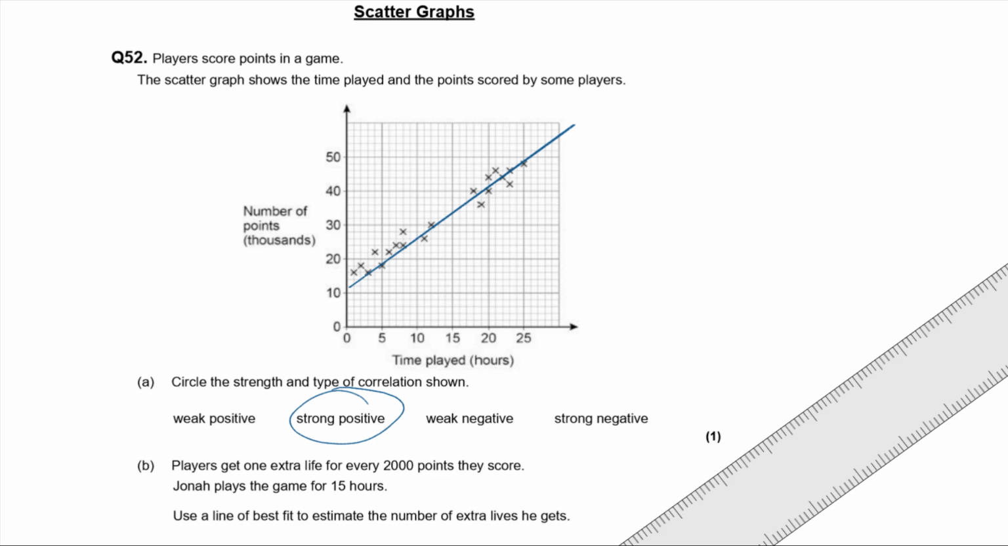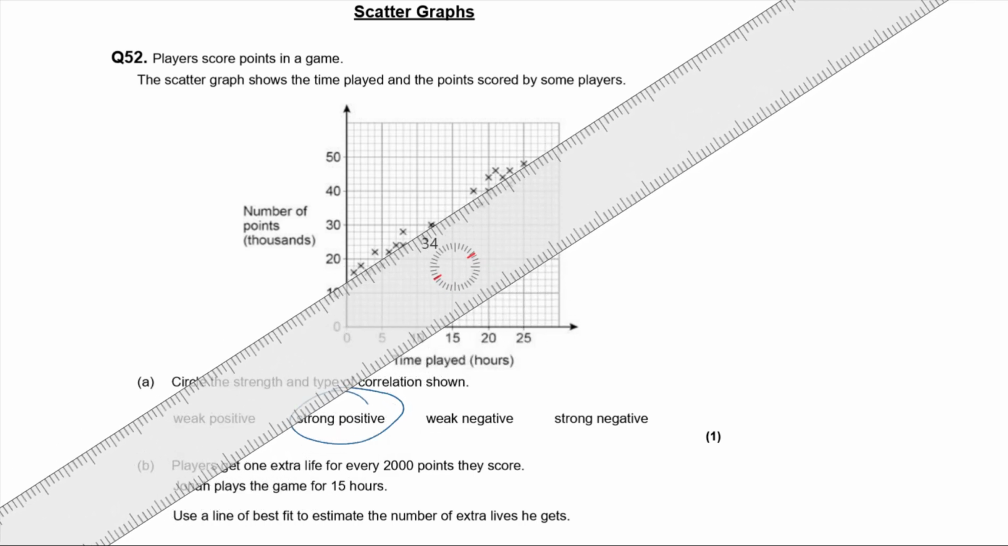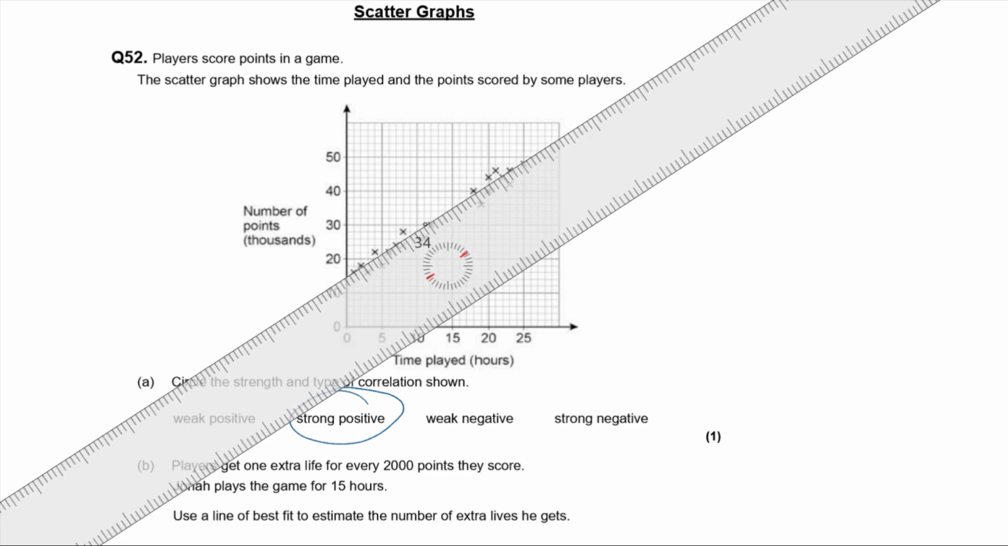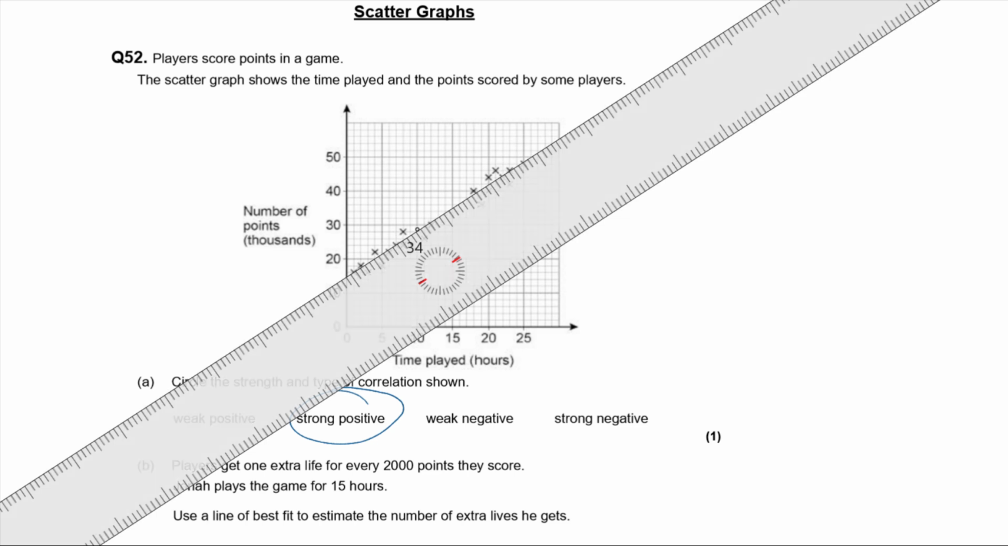Now part B says players get 1 extra life every 2,000 points they score. Jonah plays the game for 15 hours. Use a line of best fit to estimate the number of extra lives he gets. Okay, so I just quickly drew a line of best fit on there already. I'm just going to do that again to show you how to do it. You want to try and get your line angled through your points as best you can. Some people say it's a good idea to get the same number of points on either side. It's just a rule of thumb really, it's not an absolute.